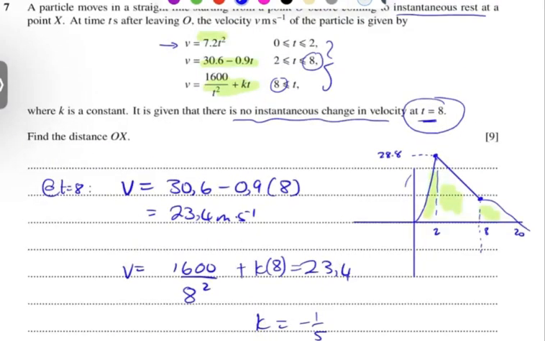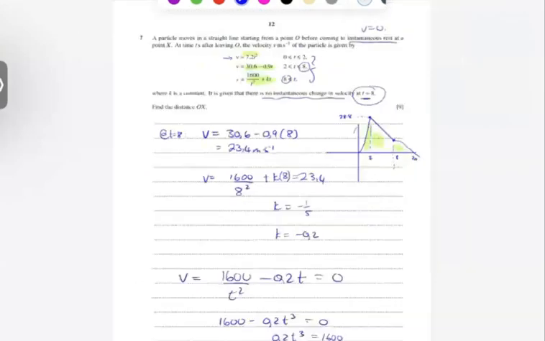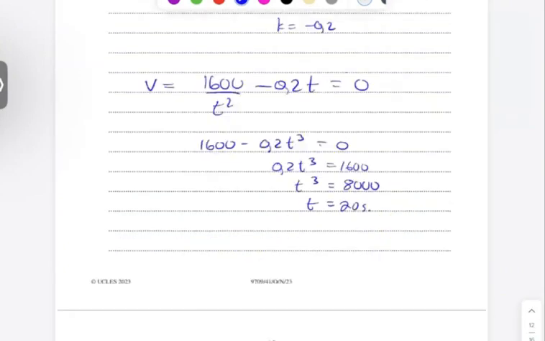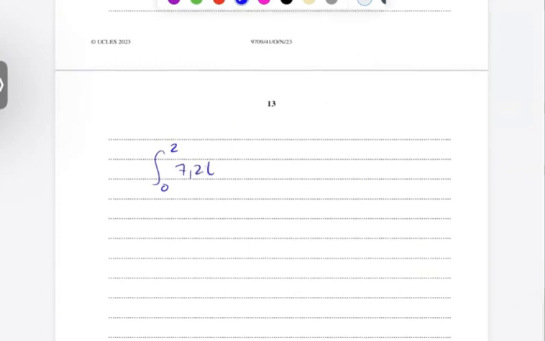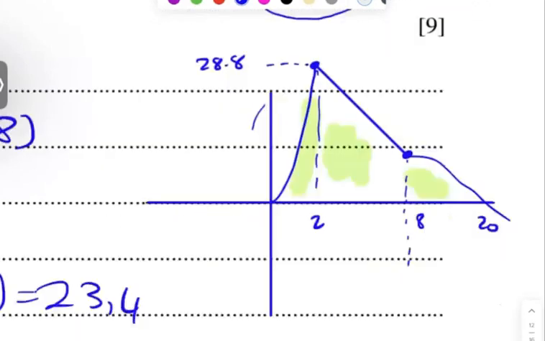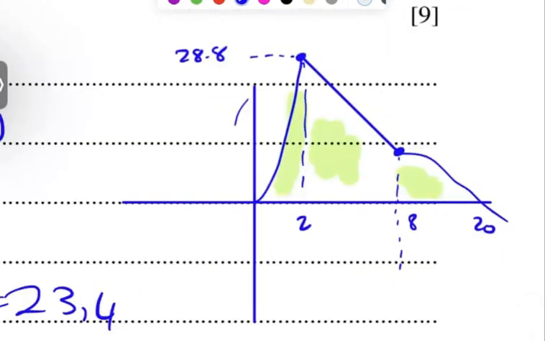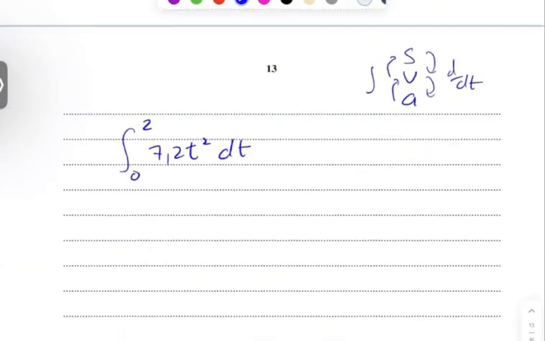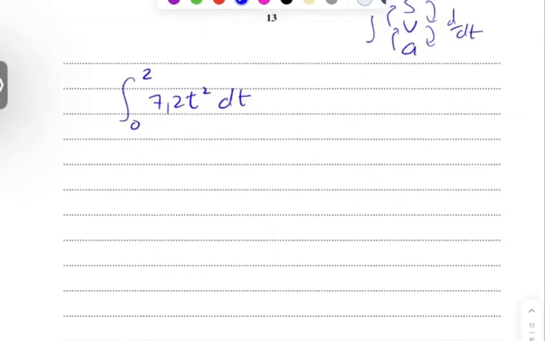Because my first equation is a curve, I'm going to integrate between 0 and 2. That was 7.2 t squared. The reason I'm integrating is that when I go down my line, I differentiate, and when I go up, I integrate. Another reason is that on my velocity-time graph, the area under the curve gives me the distance or the displacement.